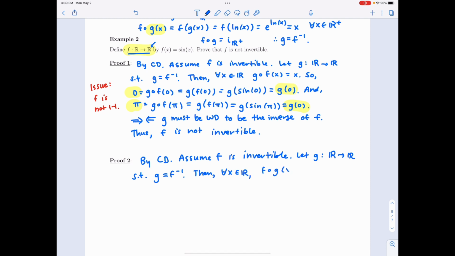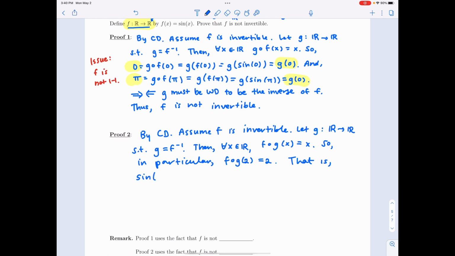Then this is saying for all x in R, F composed with g of x is supposed to give me x out. So in particular, if I do F composed with g of 2, that's supposed to give me 2. But that is saying sine of g of 2 is supposed to give me 2 out. It's a contradiction. We know that -1 is less than or equal to the sine of g of 2, which is less than or equal to 1. So that tells us that there wasn't a g of 2 that could have done this. So no such g of 2 exists.